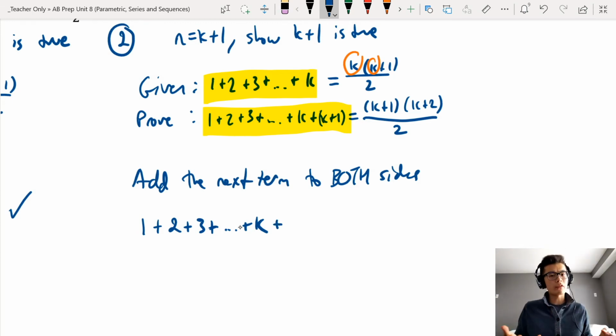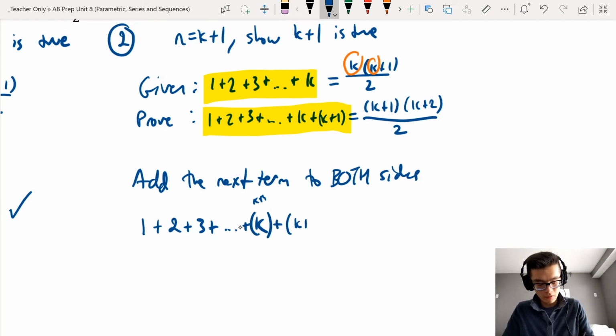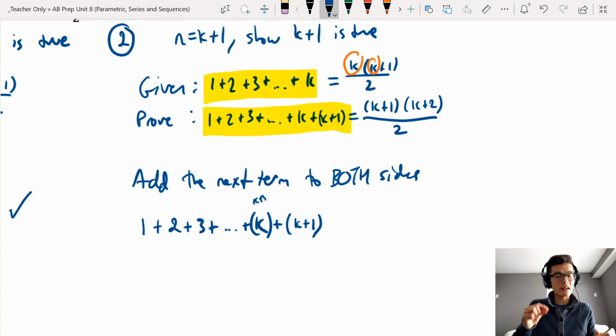How do I find the next term? Well, if this is what we call the kth term, the k plus 1 term is just plugging k plus 1 into the previous term. Oh, well, that's easy. That's just k plus 1. I'll try doing an example where it's not as clear-cut like this one. I think the next example will help out with that.